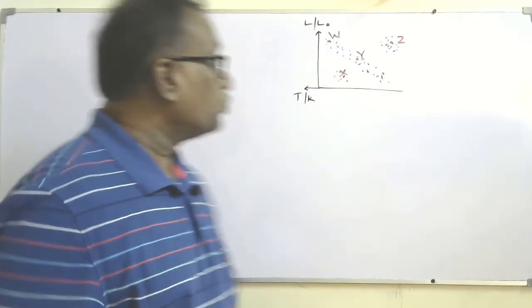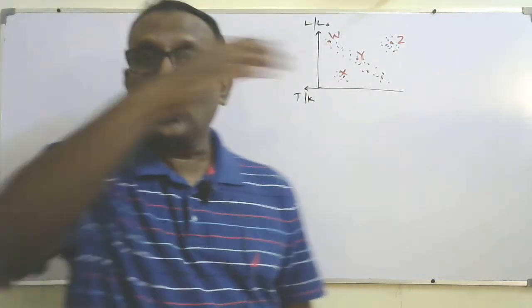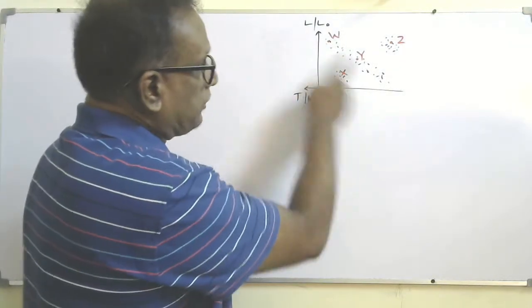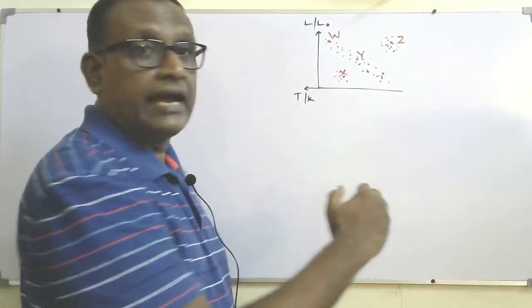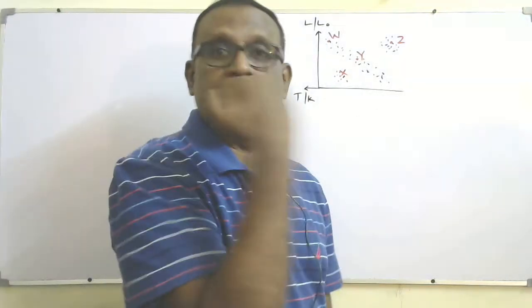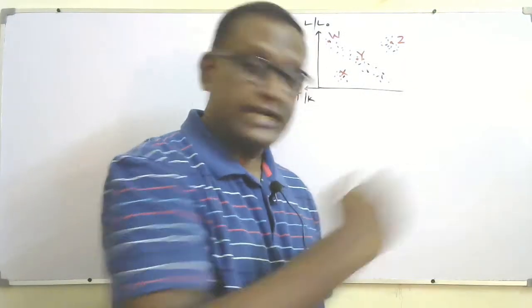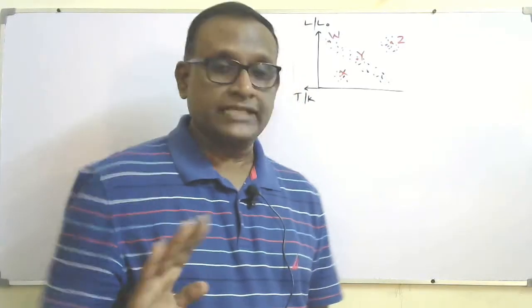First one, W to Y. W to Y never happens along the main sequence. You know, this is the main sequence. Along the main sequence, there won't be any transition happening. So the first one is wrong.